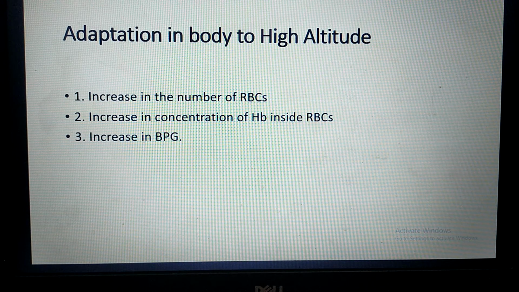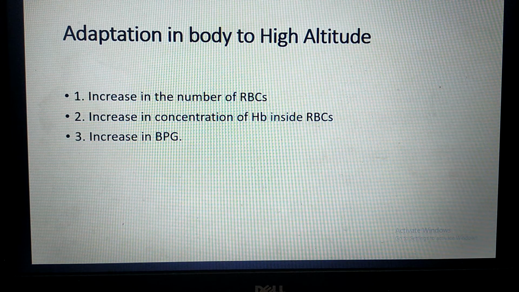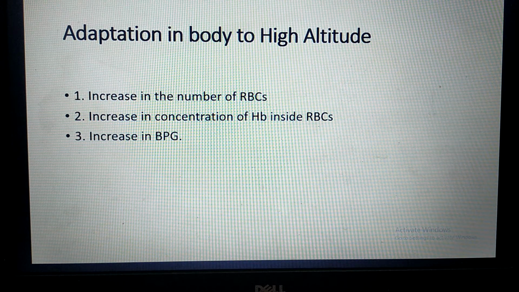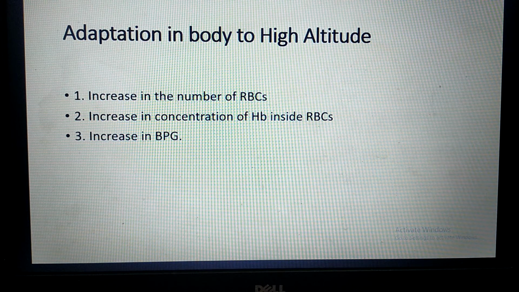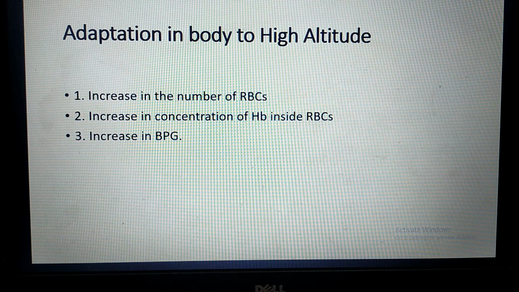Now, adaptation seen at high altitude. Whenever you go to high altitude, then after a few days you will see there is an increase in the number of RBCs, which is called polycythemia. Then there is an increase in the concentration of hemoglobin inside the RBCs. Also, there is an increase in the levels of 2,3-bisphosphoglycerate in the RBCs, because at high altitude the partial pressure of oxygen is less.